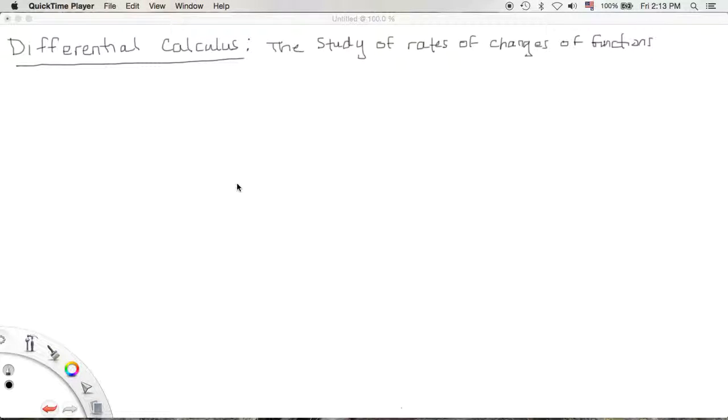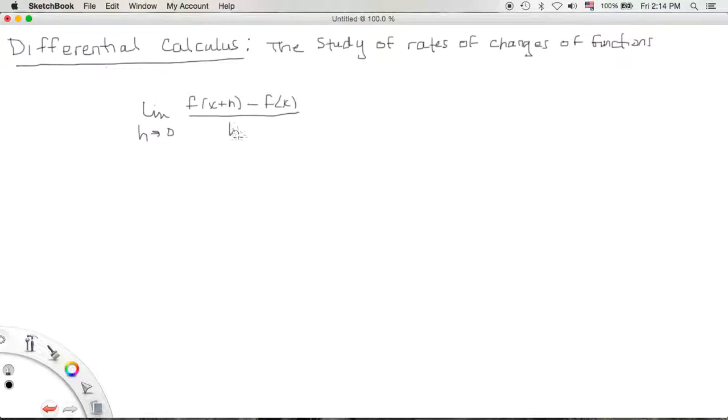Differential calculus is the study of rates of change of functions. We talked about in the limit section that if we had the limit as h goes to 0 of f at x plus h minus f at x over h, that this was an instantaneous rate of change. These are the kinds of rates of change that we're talking about for differential calculus, these instantaneous rates of change.